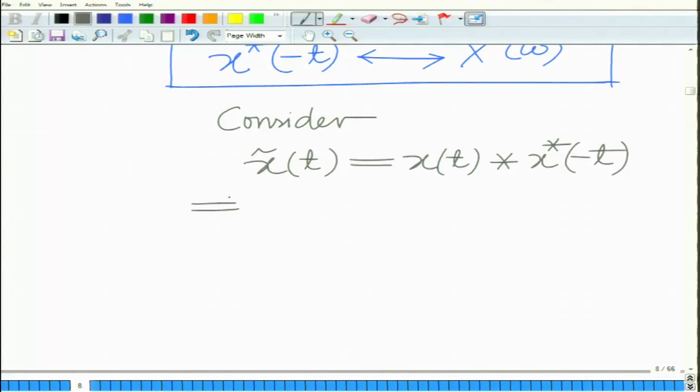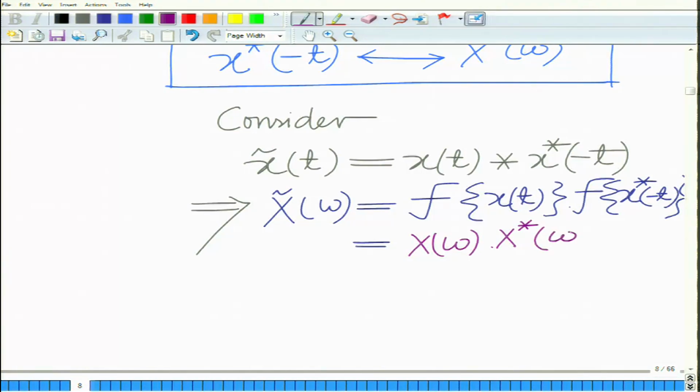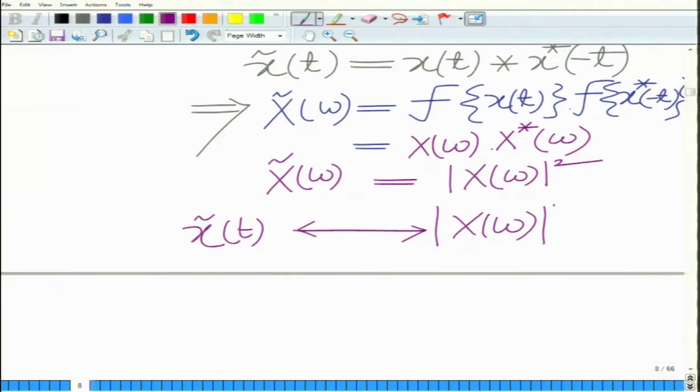Therefore, if you take the Fourier transform of x tilde t, you have X tilde omega as the multiplication of the Fourier transform of x of t times the Fourier transform of x conjugate minus t. But the Fourier transform of x of t is X of omega, and the Fourier transform of x conjugate minus t is X conjugate of omega, as we have seen above. So, this is X of omega into X conjugate of omega, which is magnitude X omega square. So, x tilde t, which is the convolution of x t with x conjugate minus t, has the Fourier transform magnitude X of omega square.